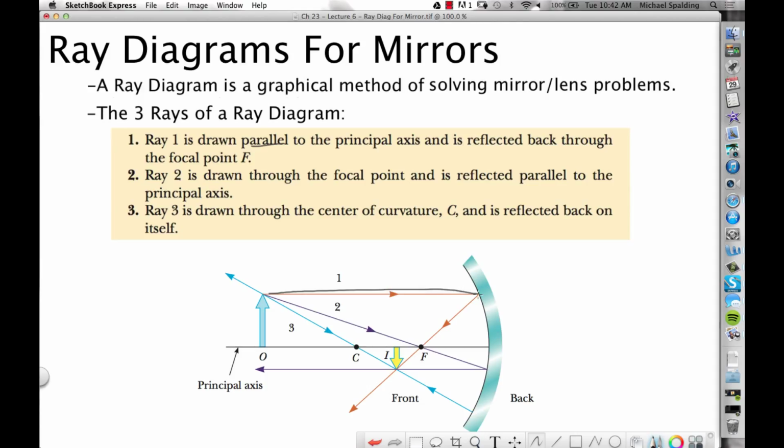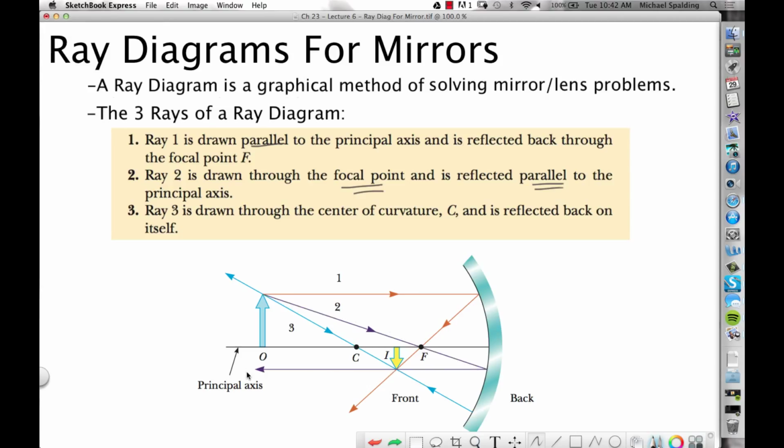Parallel to the principal axis, reflects off the mirror through the focal point. See, there's the focal point right there. Through the focal point, and then bam, that's it. That's ray number 1. Okay, now what does ray number 2 do? Ray number 2 does the opposite. It goes focal point and then parallel. So ray number 2 goes like this, bam, through the focal point, hits the mirror, reflects off, and goes parallel. Right? We just found where the image will be.